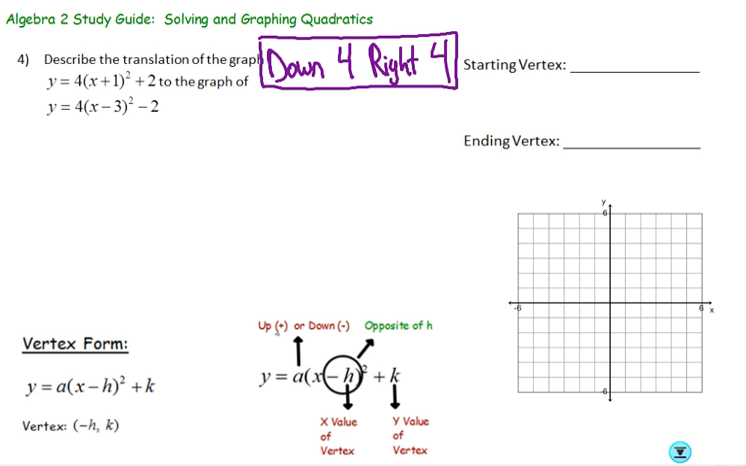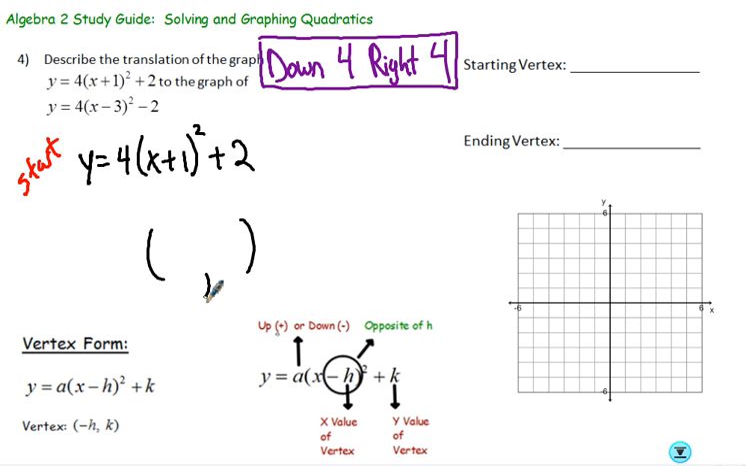All right, so let's go ahead and write where I start. So y equals 4 times (x plus 1) squared plus 2. I'm calling this my starting parabola. That's where I'm going to start. And let's figure out what the vertex for the starting one would be.